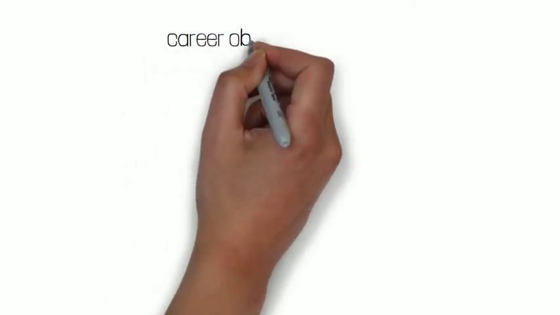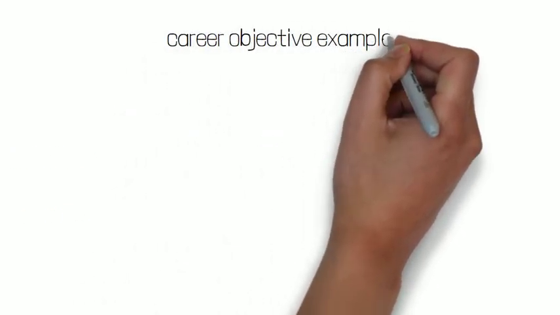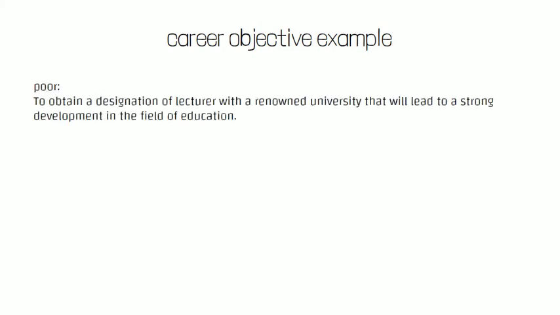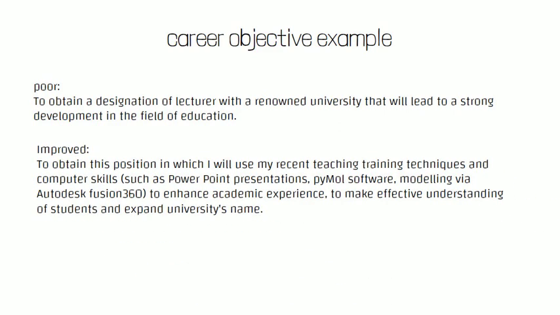For example, a poor career objective heading, right? To obtain a designation of lecturer with a renowned university that will lead to a strong development in the field of education. Okay, the improved version of this is: to obtain this position in which I will use my recent teaching training techniques and computer skills such as PowerPoint presentations, PyMol software, modeling via Autodesk Fusion 360, to enhance academic experience, to make effective understanding of students and expand the university's name.